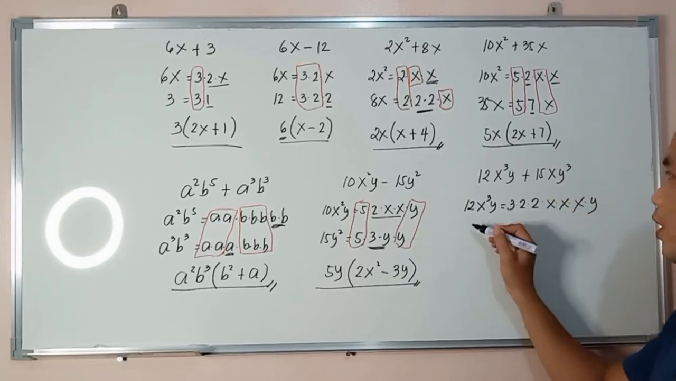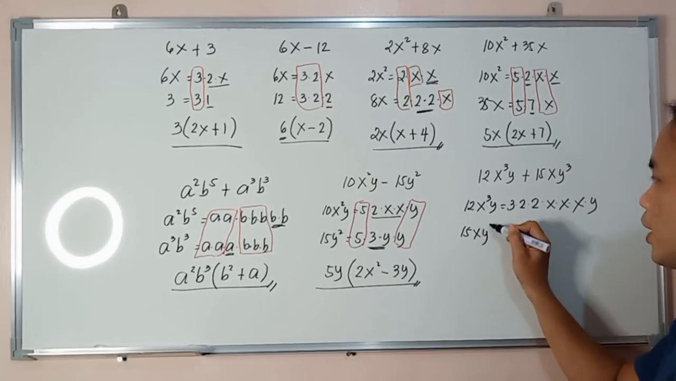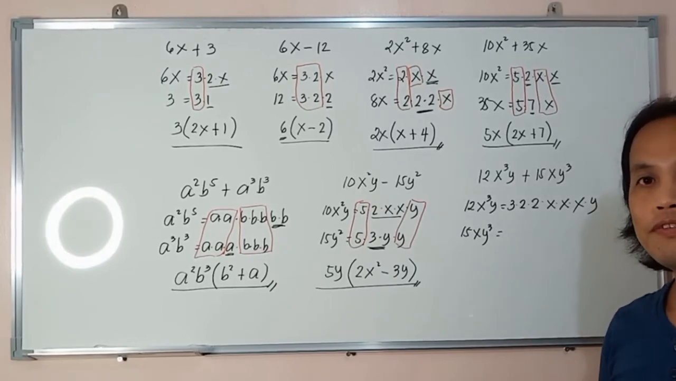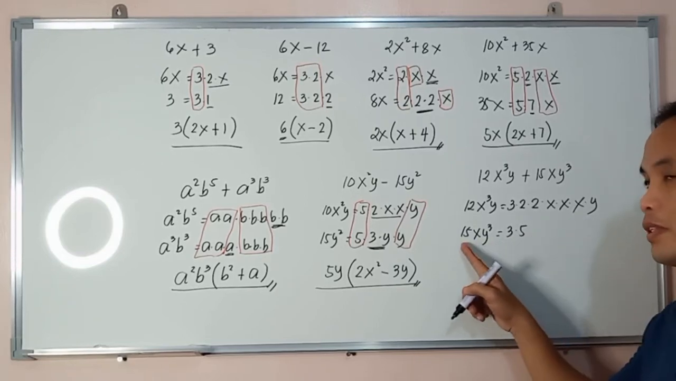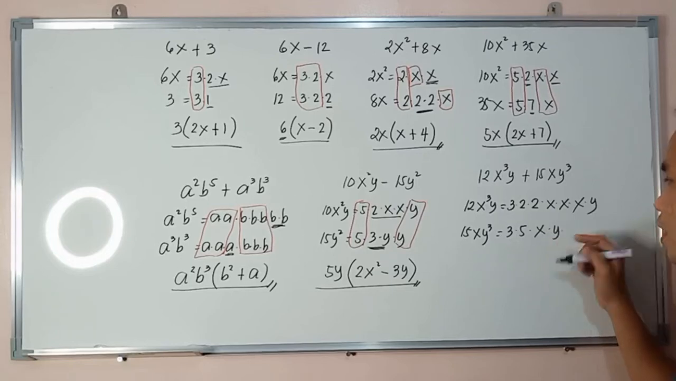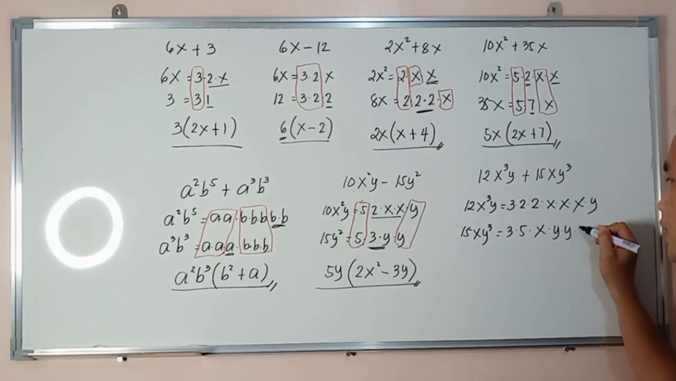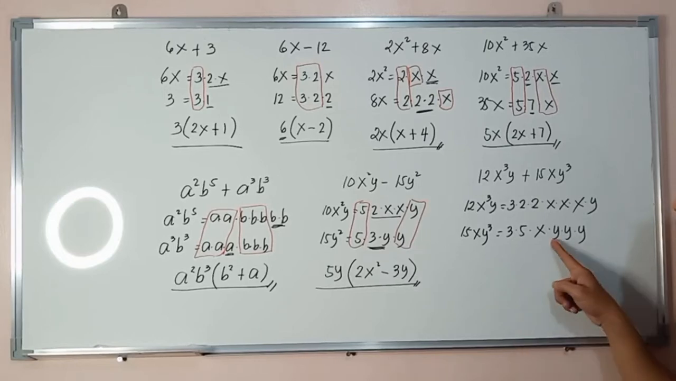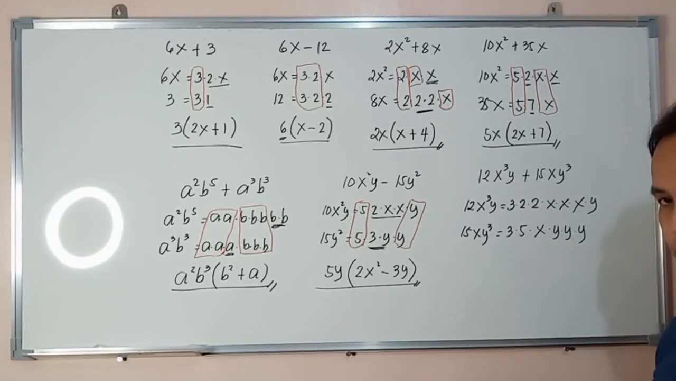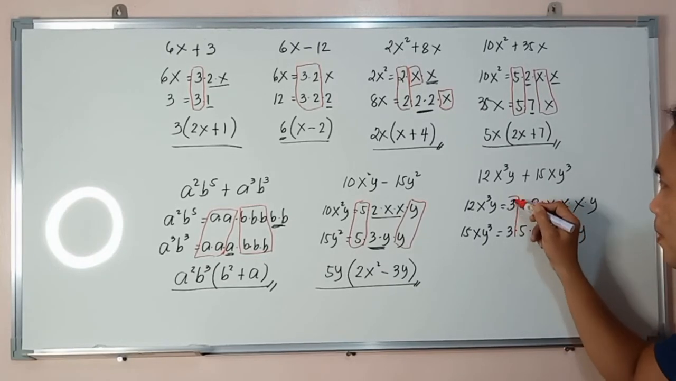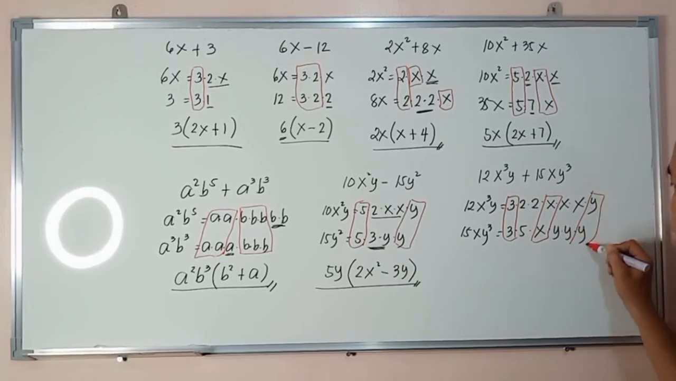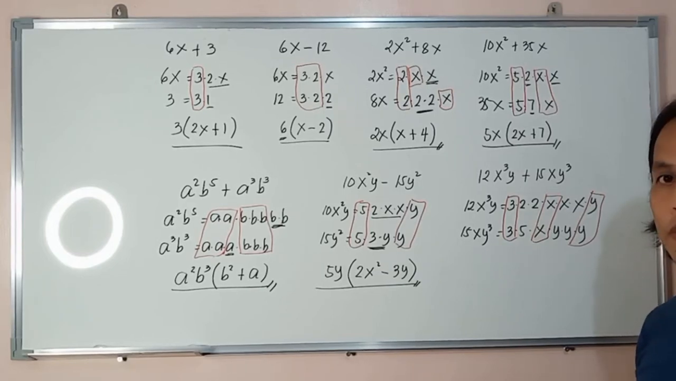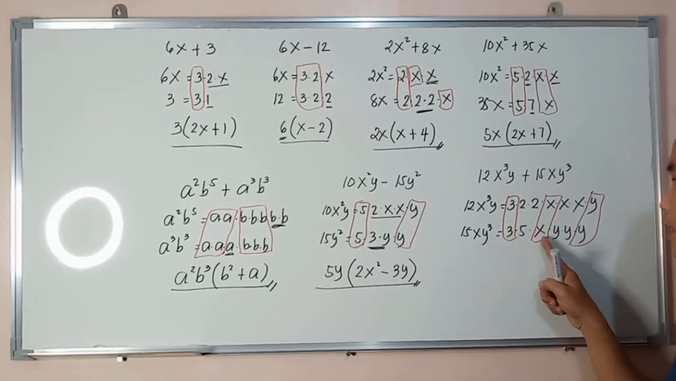For the second term, we have 15xy cubed. So the prime factors are 3 times 5. 3 times 5 is 15 times the x times y times y times y. So y times y times y will give us y cubed. Now let's identify the greatest common factor. So we have here 3. We have here the x. And we have here the y. So therefore, our common monomial factor shall be 3xy.